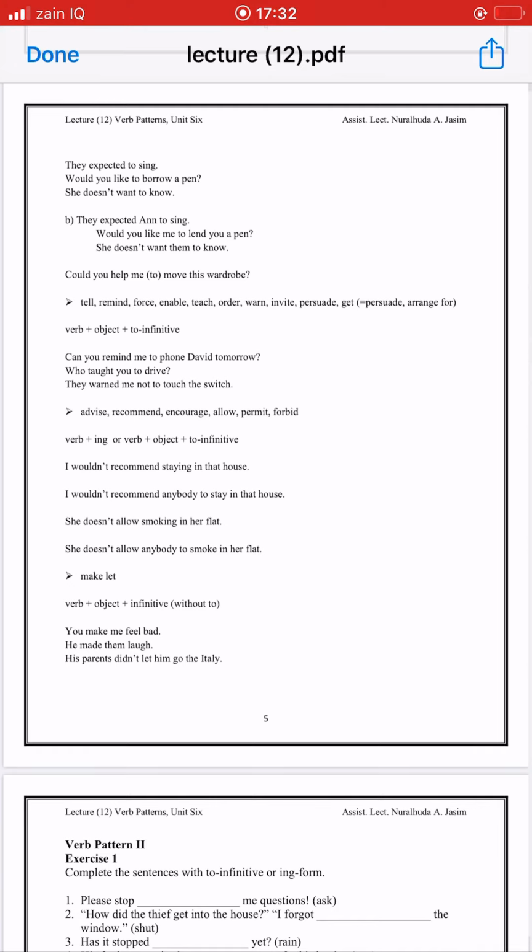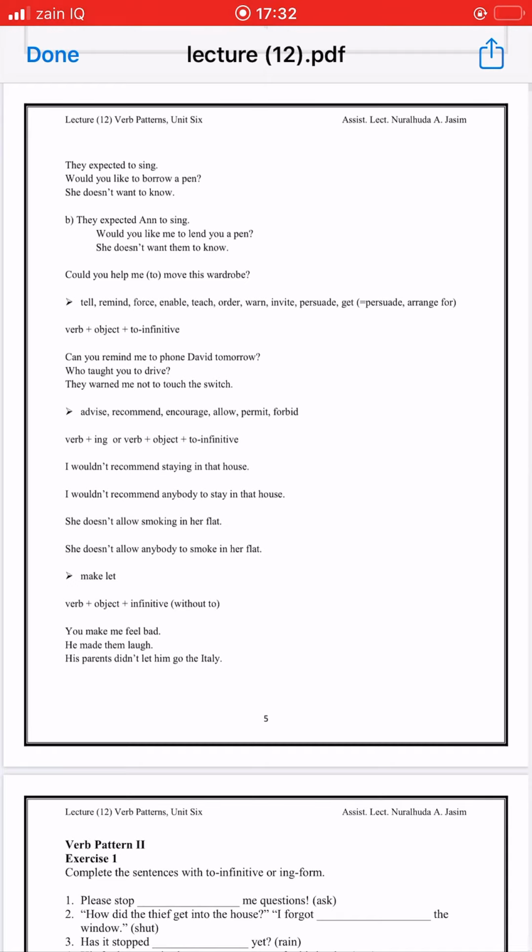Could you help me to move this wardrobe? Could you help me to move? Before "to move" comes the object "me". Verbs: tell, remind, force, enable, teach, order, warn, invite, persuade, get, arrange for. All these verbs come with this case: verb plus object plus to infinitive.